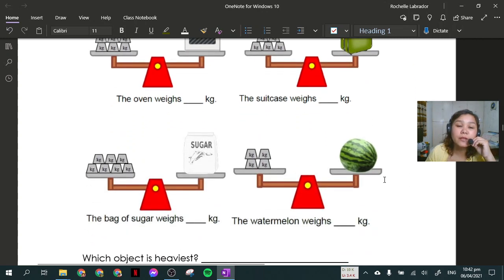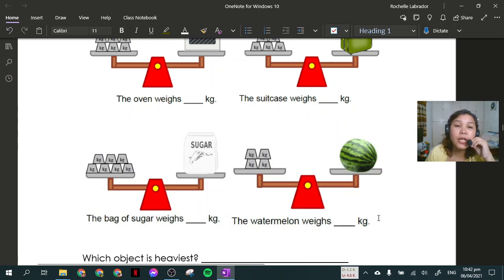And then next, a sack of sugar or a bag of sugar. A bag of sugar weighs blank kilograms. And then the last picture, watermelon. The watermelon weighs blank kilograms.